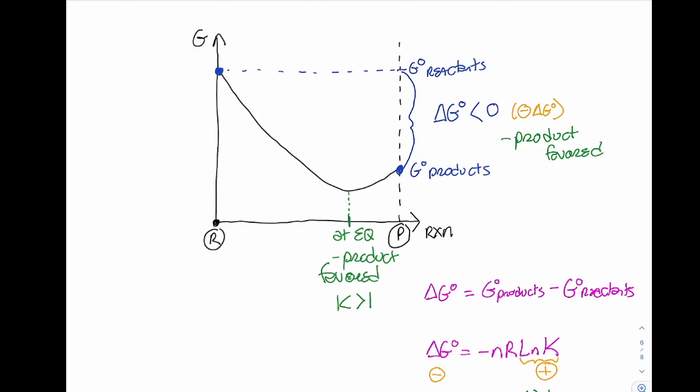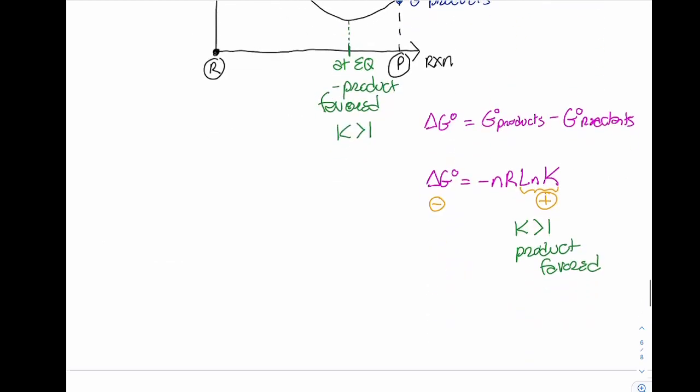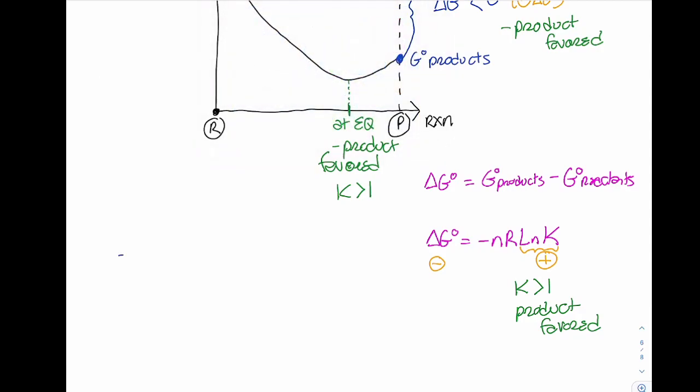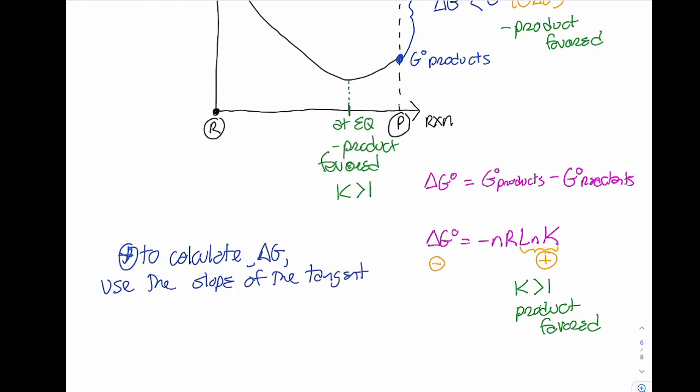How we're going to determine our free energy change, delta G, is we're going to take the slope of our tangent lines. So we're calculating delta G not by doing products minus reactants, or the energy of products minus reactants. To calculate delta G, it's the slope of the tangent line at any point on our curve.